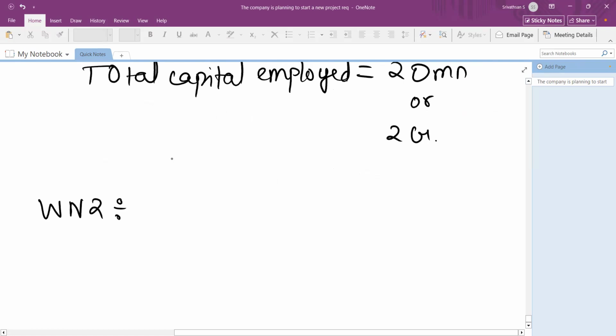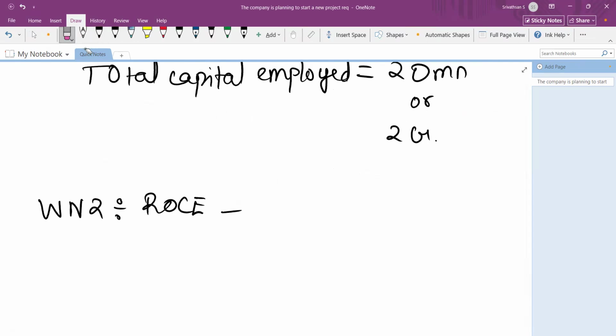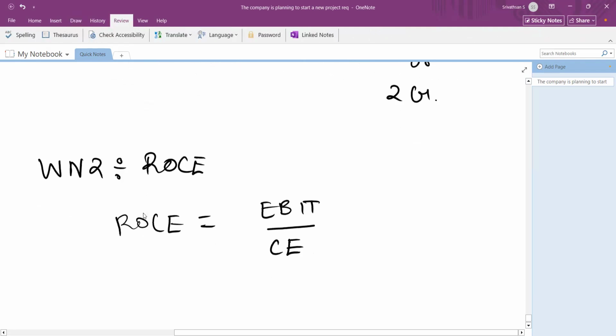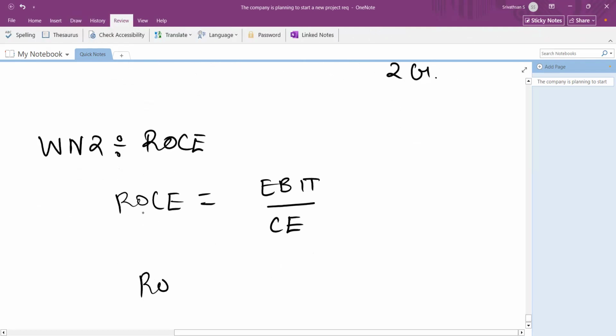Working note number 2, return on capital employed. The formula for calculating return on capital employed is EBIT divided by the total capital employed. So ROCE, or return on capital employed, is equal to EBIT divided by capital employed.